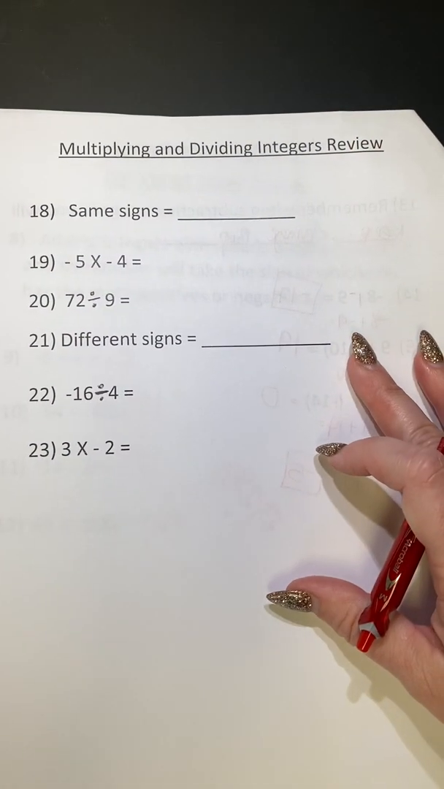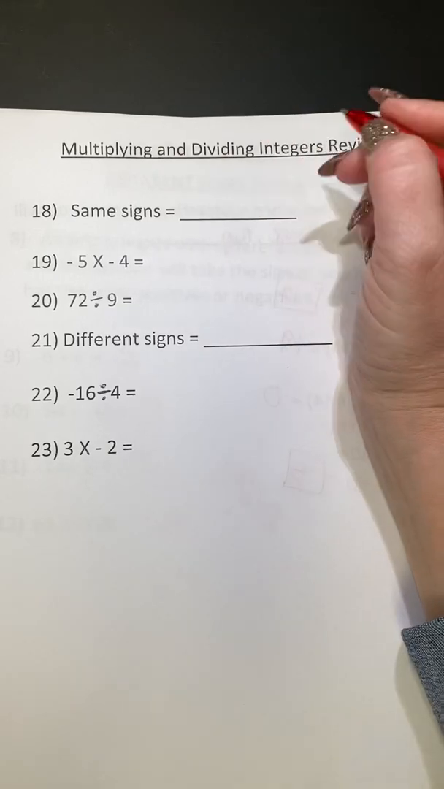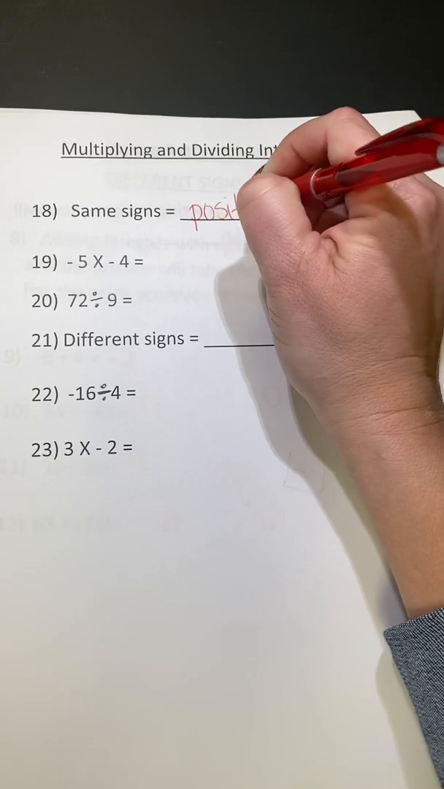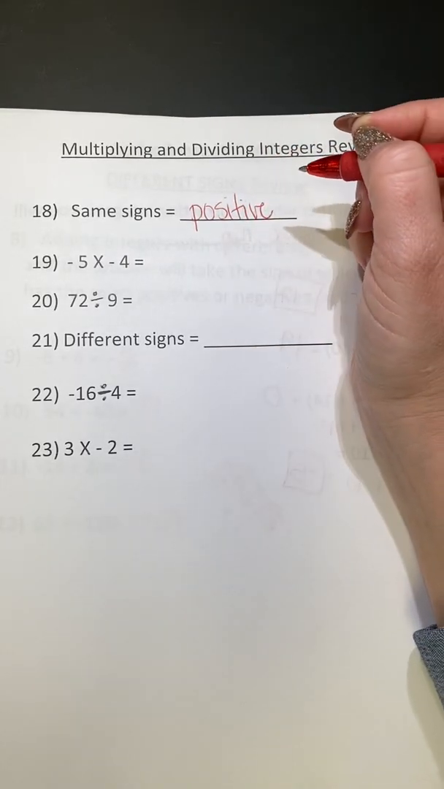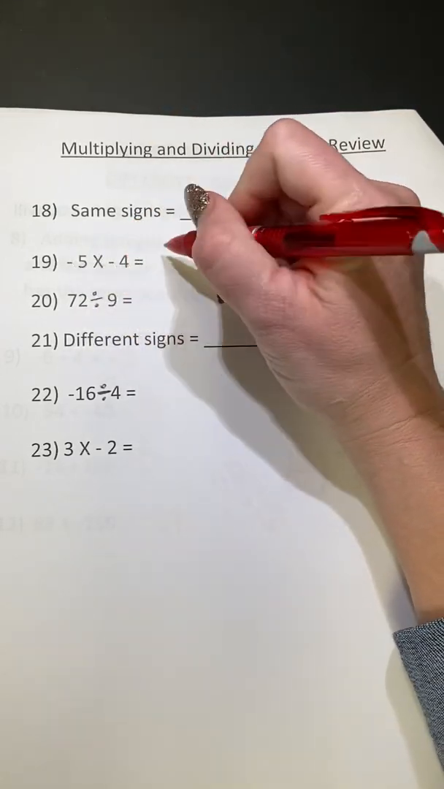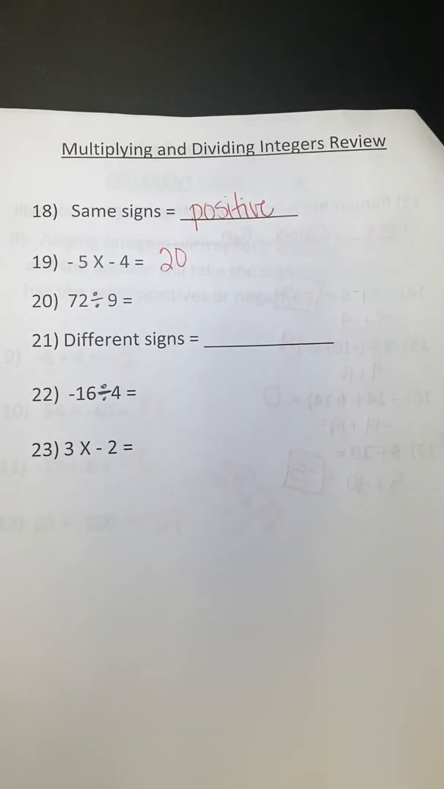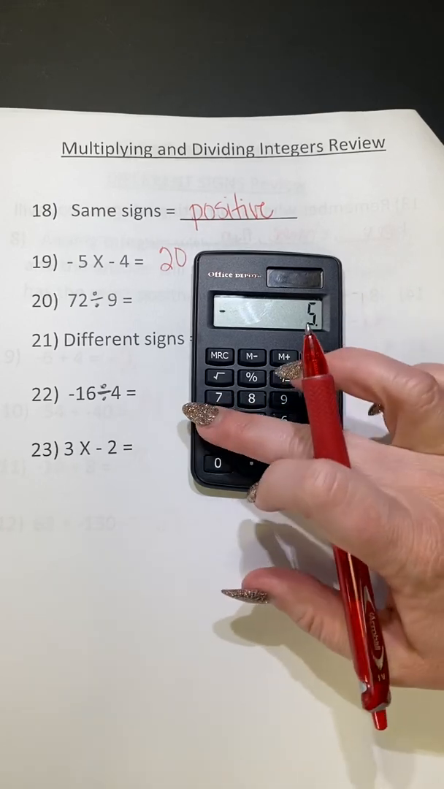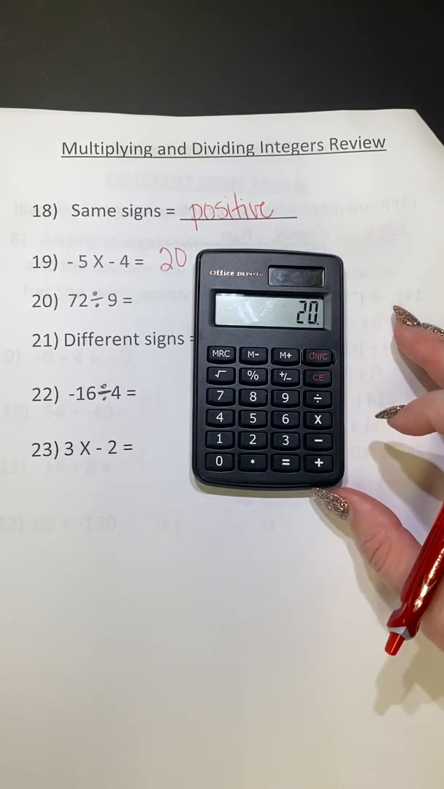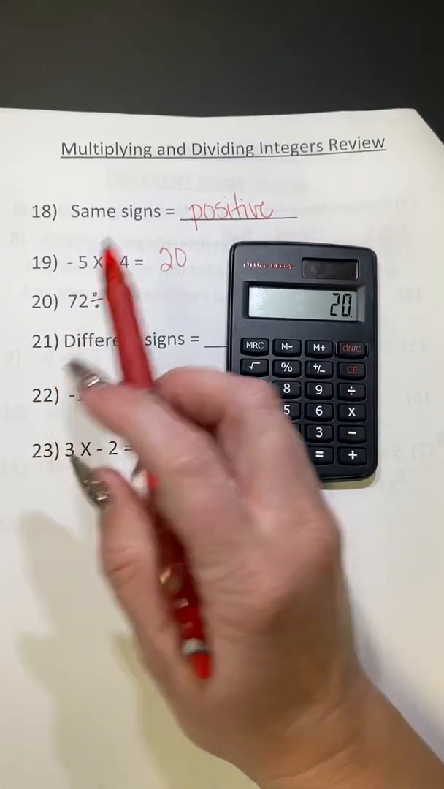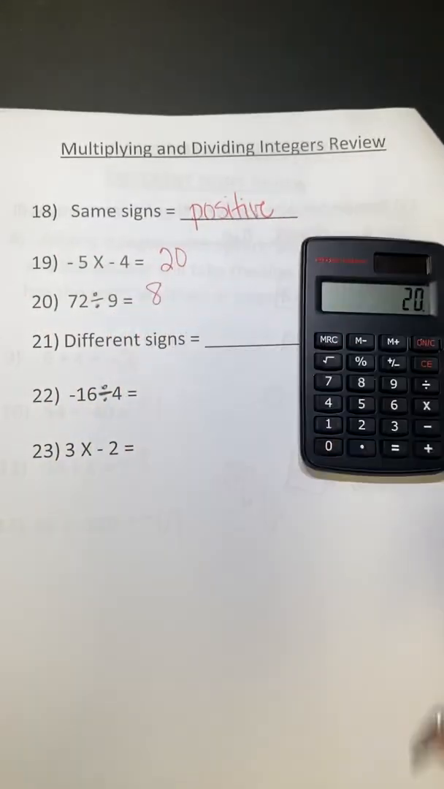Now multiplication or division. If we are multiplying or dividing, if they have the same signs, your answer will be positive. So -5 times -4, those are the same signs, so we multiply and our answer is positive. -5 times -4, +20. +72 divided by +9 is +8.